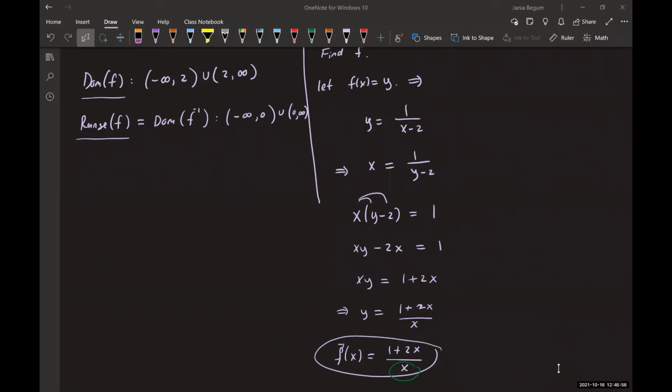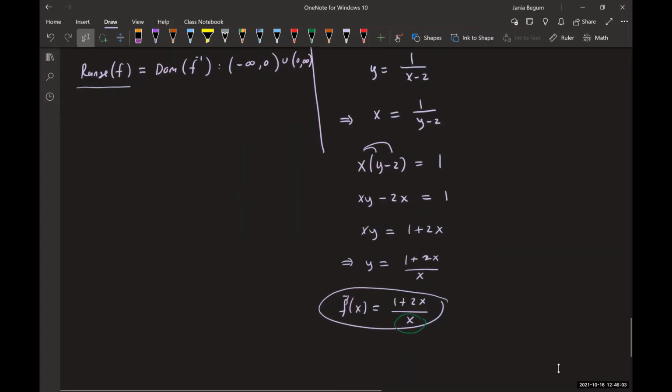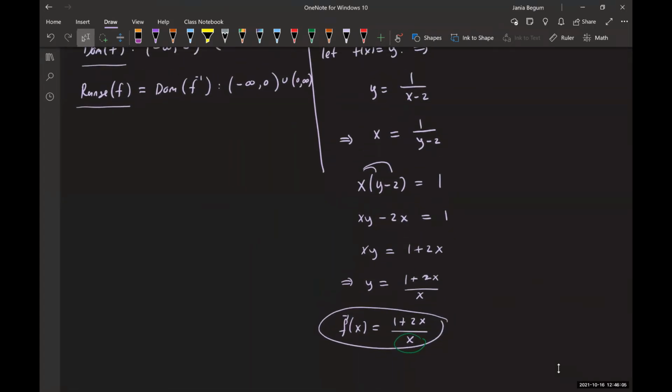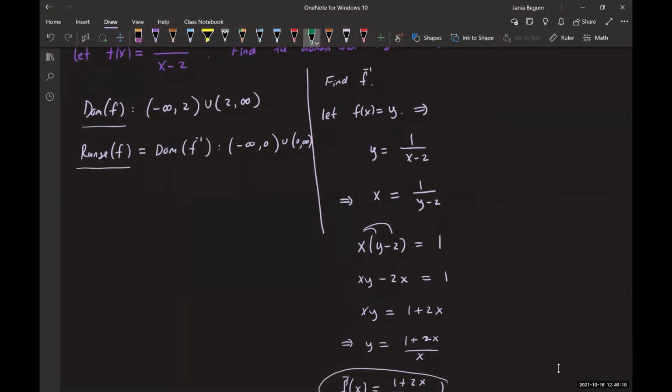So professor, the domain that we found for the inverse would be the range of f. Oh no, I'm sorry. The domain of the original function would be the range of the inverse function as well. Exactly. So if the question asks you to find the domain and range of the inverse function, well, the domain of f is the range of the inverse.